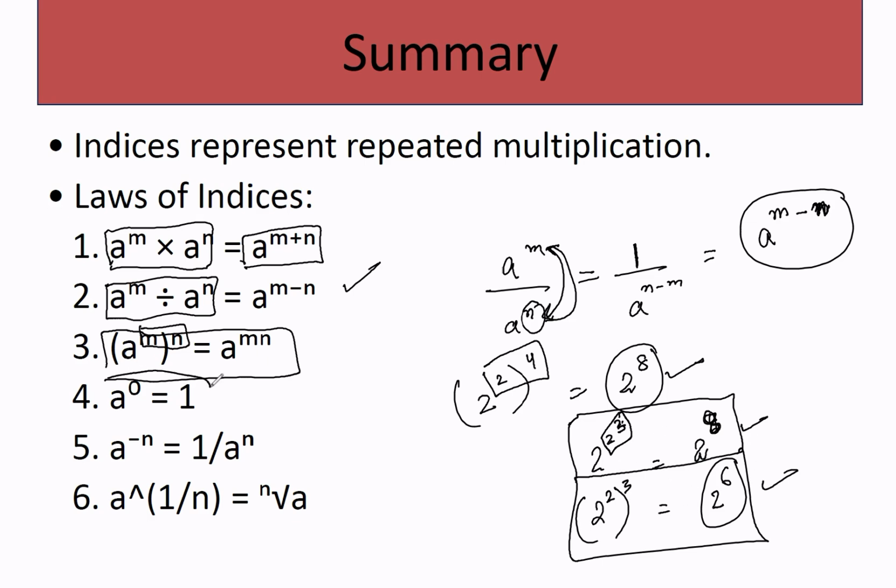A power 0 equals 1. As I earlier told you, anything divided by itself gives you 1. A minus sign you can convert into positive by changing the position. Fractional index: that's what we have learned, that the denominator is basically telling you what type of root it is.